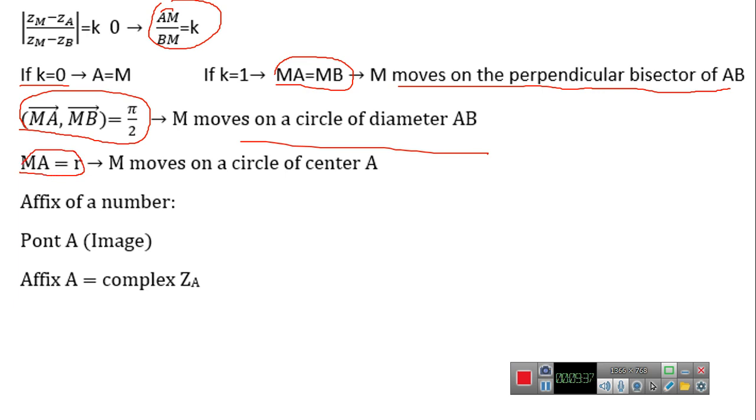And if MA, for example here, suppose this is not related to the one above. If you have in a problem MA equal to R, so it means M belongs to the circle of center A and radius R. So this is the complex number. I hope that you got it. So thank you for listening for these videos.